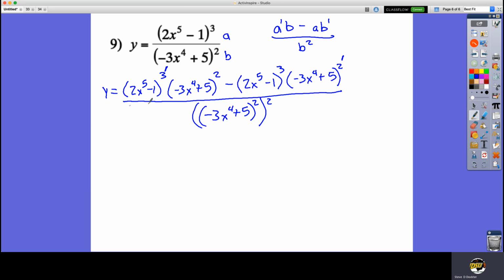All right, so we've got to find the derivative of the first one. So y equals 2x to the 5th minus 1, cubed. We've got to take the derivative of that. That's going to be u cubed, where u is 2x to the 5th minus 1. Then we've got to find the derivatives of both of those. 3u squared.